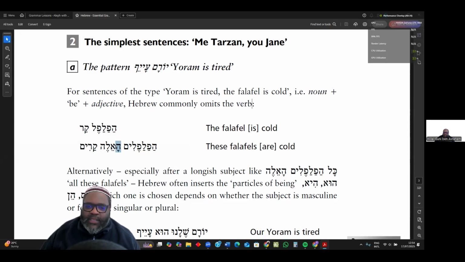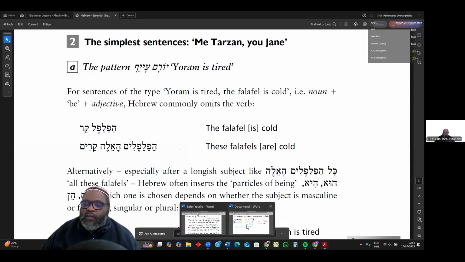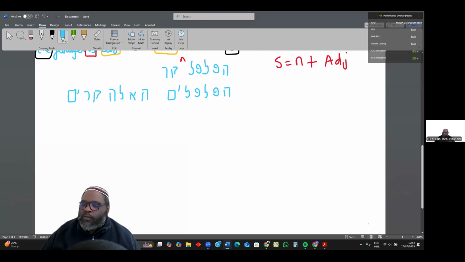Ha'ele has a kamatz. It's got a half segol, hataf segol, and then it has a full segol, and then we have another kamatz, and then we have another chirik maleh. So we have the vowels a, e, a, i. Hafalafelim, ha'ele, karim. Pretty cool, isn't it? Let's move on.